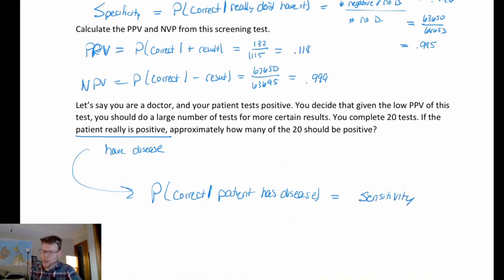So the percent of the 20 that should be positive should reflect the sensitivity of the test. Now 20 might be kind of a lot. That probably doesn't sound very realistic unless the tests are super cheap and easy. But in general, this is what we would expect to happen. The more tests that are done, the more we should expect either the sensitivity measure or the specificity measure to emerge, to reflect whether the patient really has it or really doesn't.